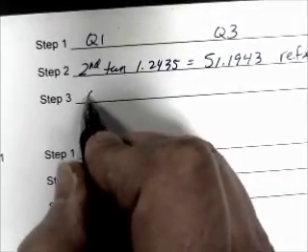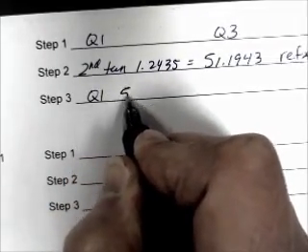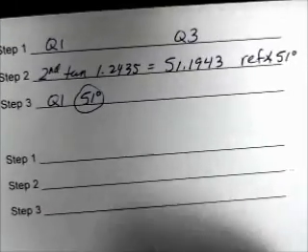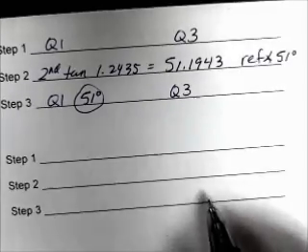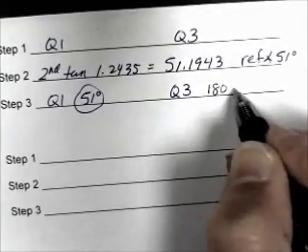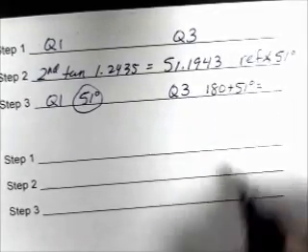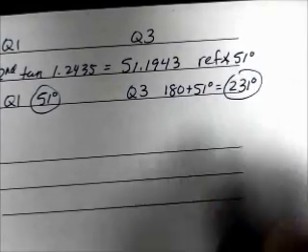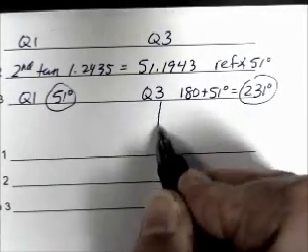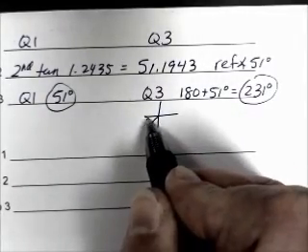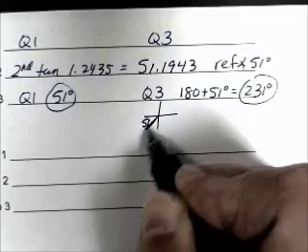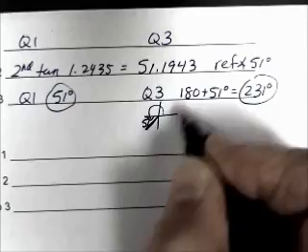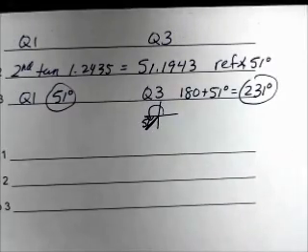In quadrant 1, the 51-degree angle is its own angle. In quadrant 3, we would have to take 180 plus 51 to get an angle measure of 231 degrees. If I think about this, I'm in quadrant 3 with a 51-degree reference angle. What angle shares the same terminal side as that? It's 180 plus 51, 231.